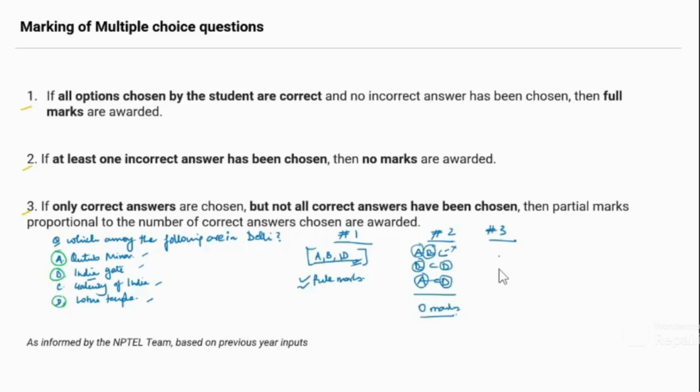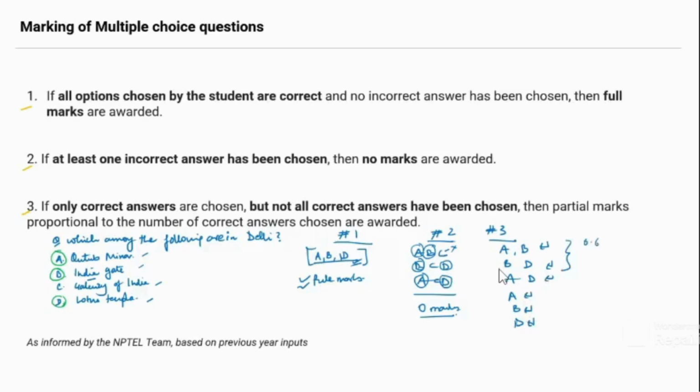However, if you go to condition 3, which is if only correct answers are chosen, but not all correct answers are chosen, then partial marks proportional to the number of correct answers will be awarded. What it means is that, say for example, these 3 are the correct answers, A, B, and D. However, you selected A, B, and you had a doubt with C and D, you submitted it. Or you selected B and D, or you selected A and D, or you just selected A, or you just selected B. So in all these scenarios, since you are selecting the correct answers but not all the correct answers, you will be getting proportional marks.